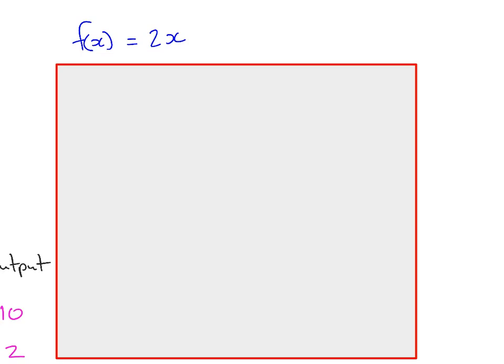Okay, so let's have a little look at some functions and how we talk about input and output. And then we'll move on to talking about composite functions.